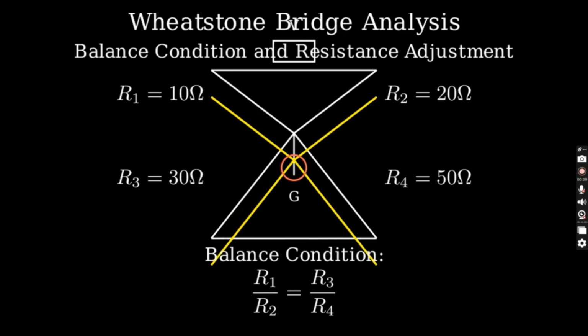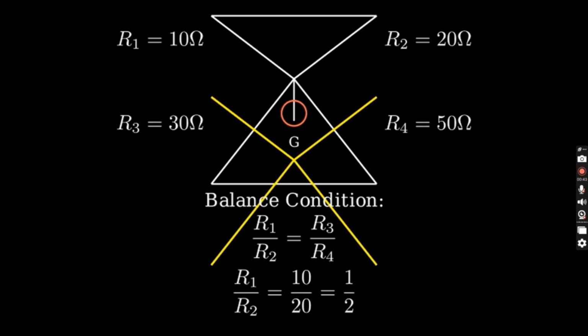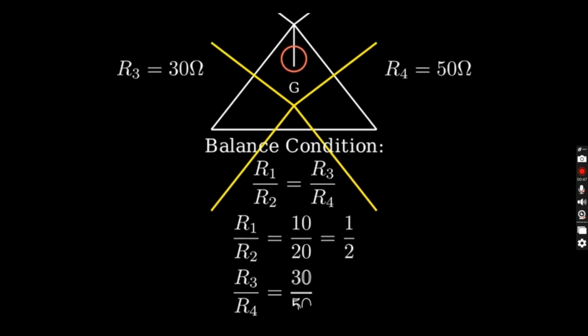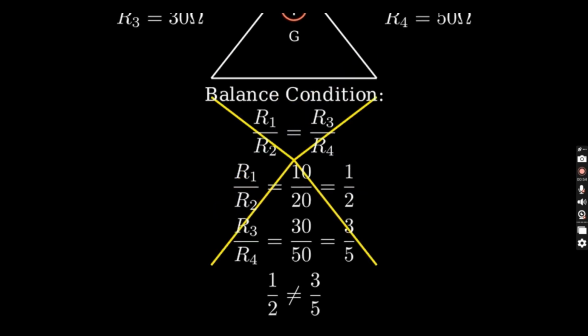Let's check if our bridge is balanced. On the left side, R1 over R2 equals 10 over 20, which simplifies to 1/2. On the right side, R3 over R4 equals 30 over 50, which simplifies to 3/5. Since 1/2 is not equal to 3/5, our bridge is not balanced. To balance the bridge, we can adjust either R3 or R4.